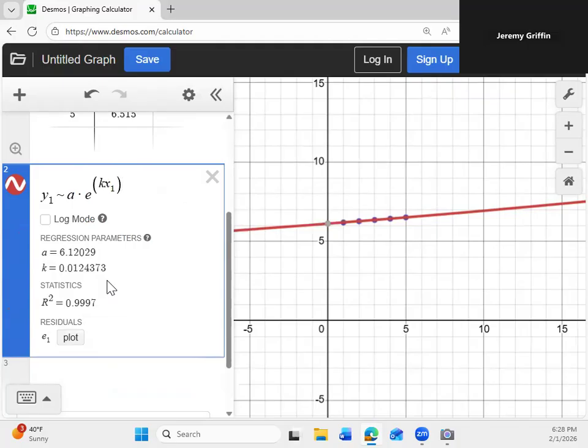So we got the population is equal to about 6.12 times e to the 0.012 T. I'll put it off somewhere. All right, so got that.